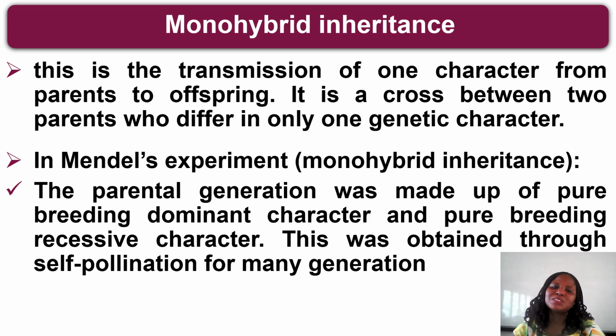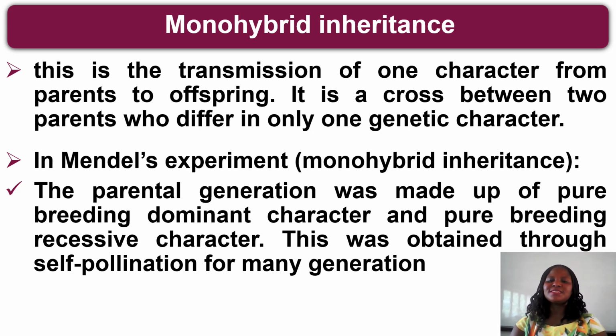Now let's talk about monohybrid inheritance. Monohybrid inheritance is the transmission of one character from parent to offspring. A monohybrid cross is a cross between two parents who differ in only one genetic character.